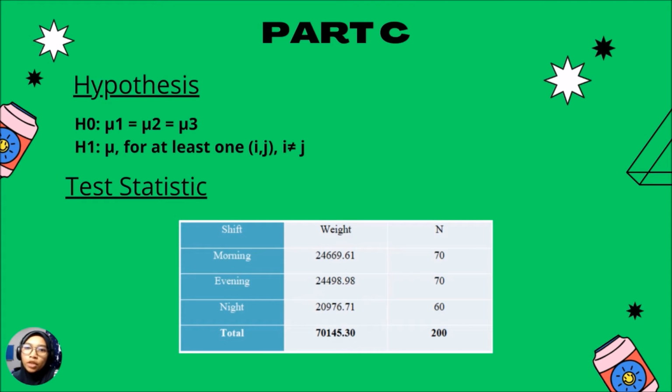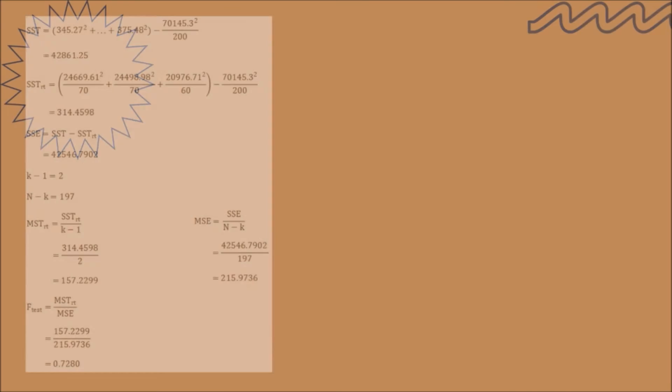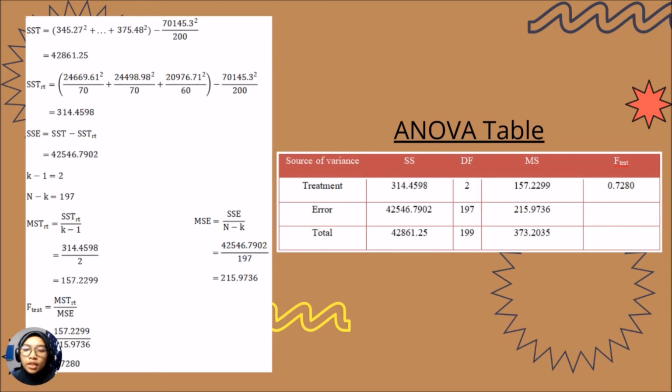Assalamualaikum and hi, I am Nur Najwa and will present part C. In this part, I will use analysis of variance, ANOVA, and for the hypothesis, H null: mu1 equals mu2 equals mu3, and H1: mu i not equal to mu j for at least one i not equal to j. And for the test statistic, I total up the weight and n at every shift as you can see in the table. So this is my calculation on how to get the F test, which equals MS treatment over MS error, and I summarize it in the ANOVA table.